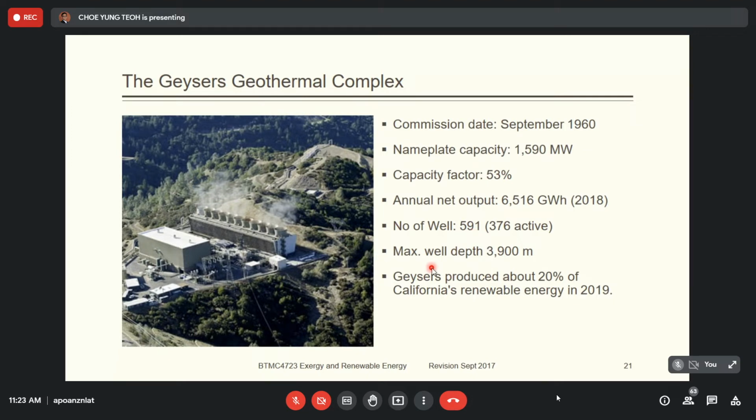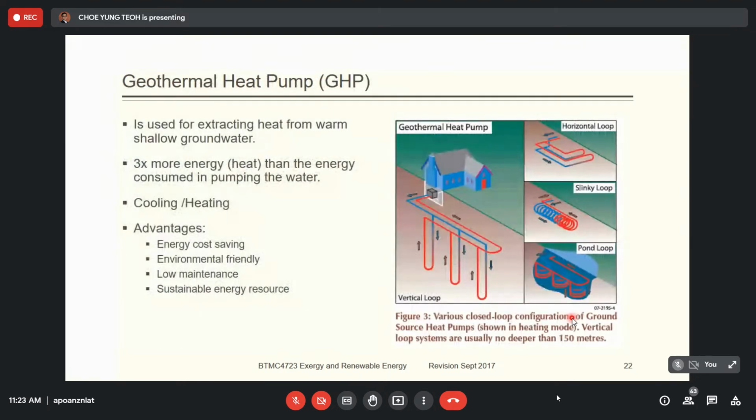Okay, and the maximum well depth is about 3.9 kilometers. And the Geysers produced about 20% of California's renewable energy in 2019. You can see that this power plant actually contributes quite a lot of renewable energy for the state of California in the United States. Okay, so let's continue with the next one.